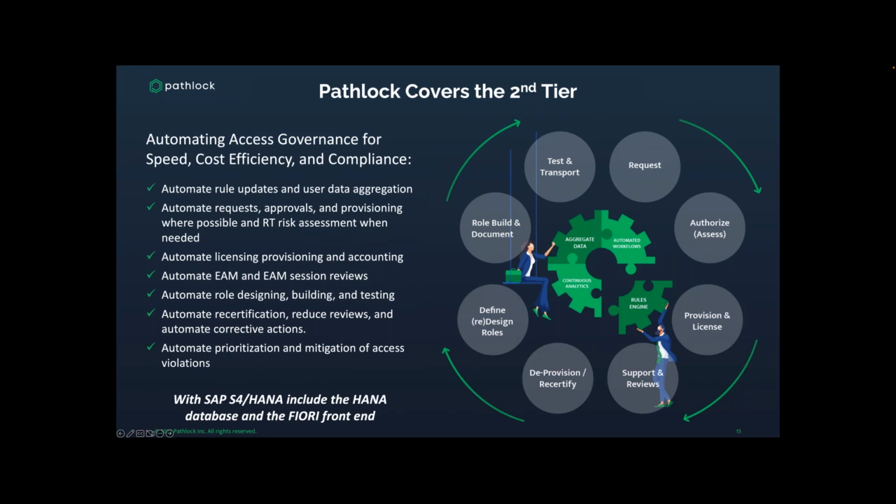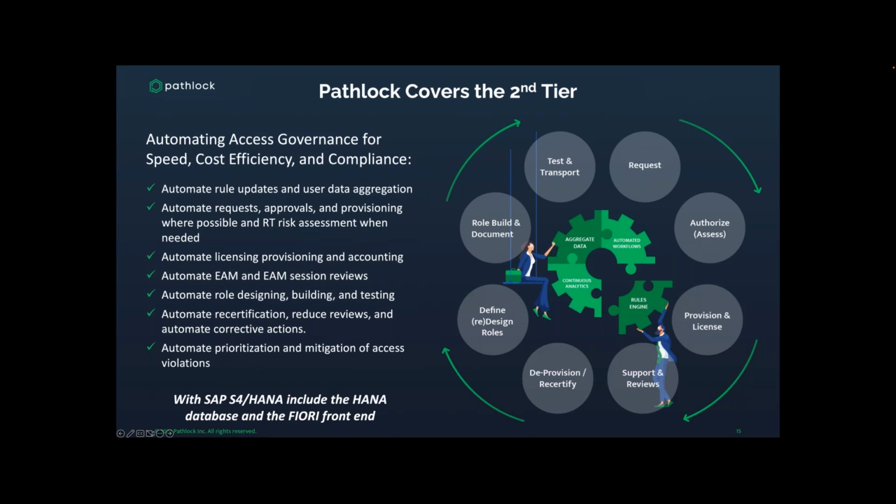And Pathlock itself has a very rich portfolio in covering this chain of controls, if you will, at this second tier. Being able to automate rule updates and user data aggregation, being able to update in real time how risks may change and fit that into the approval process, having a purpose-built workflow engine so that it's able to draw in the right data at the right time to support provisioning or user recertification or other workflows that are important to covering the second tier. Of course, as we look at R3, it may have been pretty simple to do this.